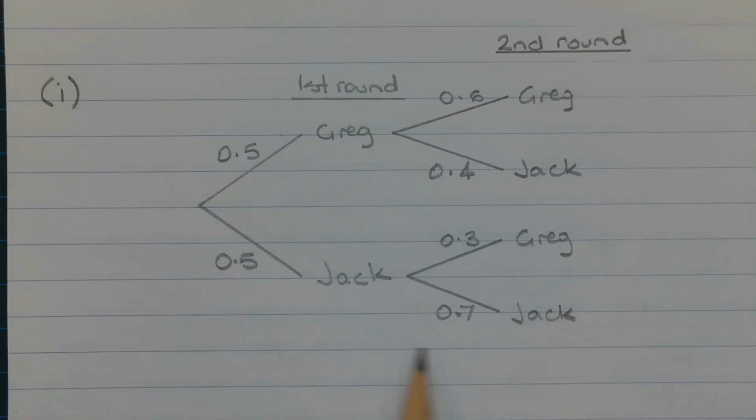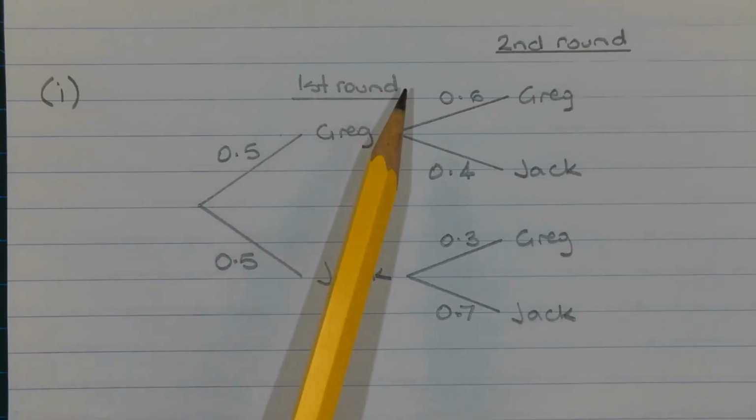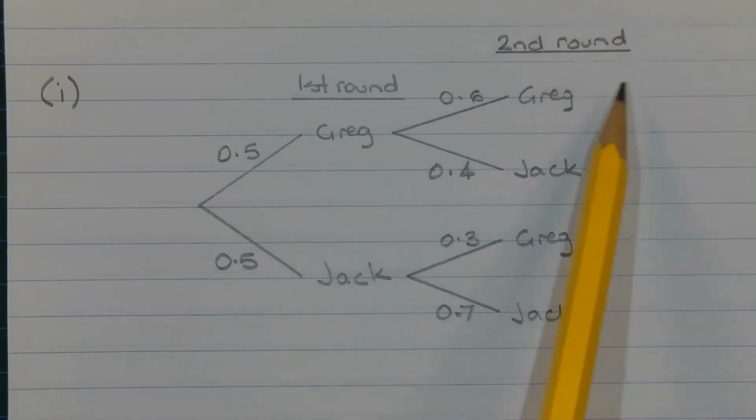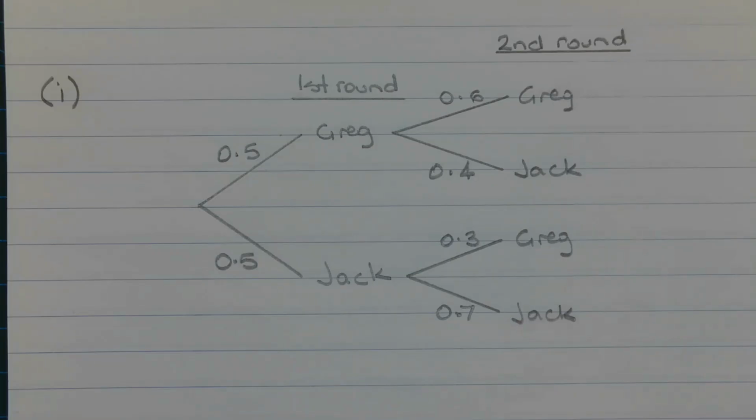I've drawn a 2-stage probability tree diagram where the first stage represents the result of playing the first round of the game and the second stage represents the result of playing the second round of the game. Now in the first round of the game, it is given that there's an equal chance of either Greg or Jack winning. So the probabilities on each of the branches are 0.5 and 0.5. Notice that the sum of the probabilities in each stage must equal 1.